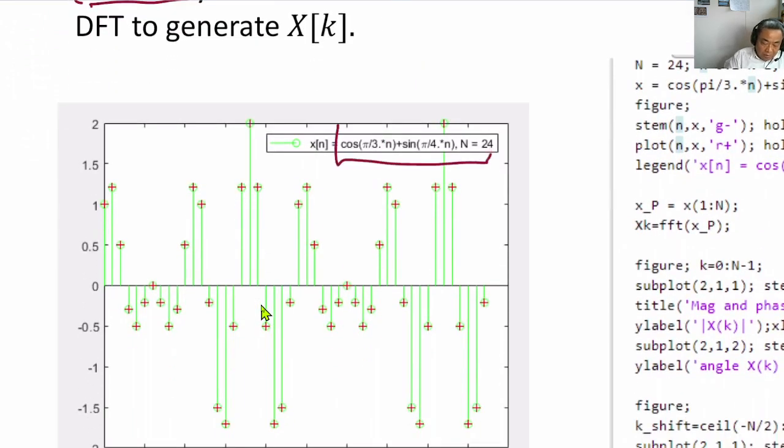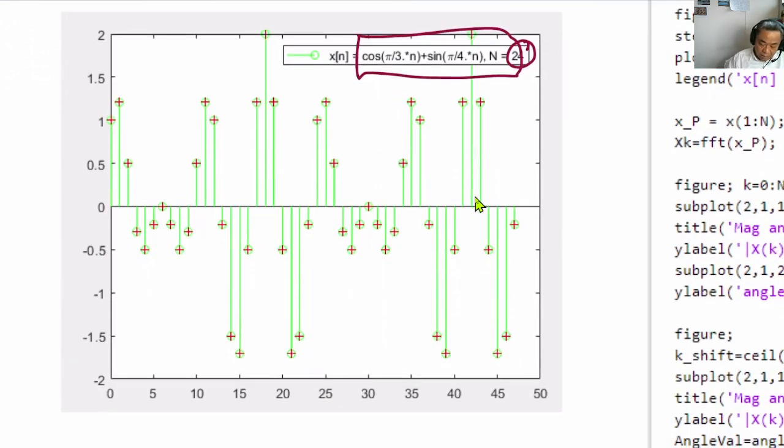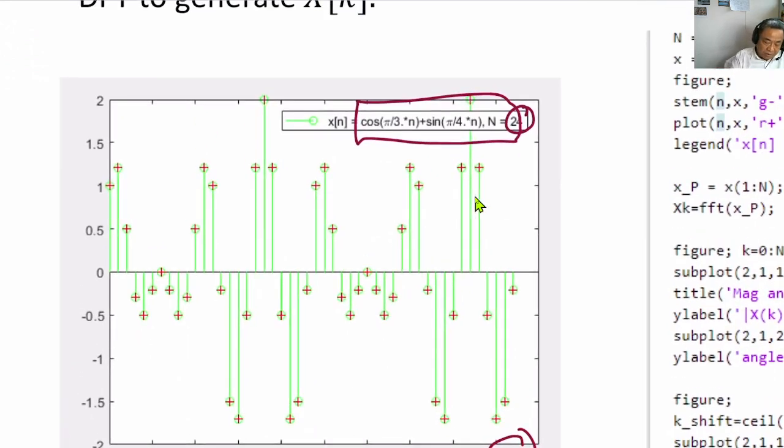This is xn. The equation that we're interested in is cosine pi over 3 n times sine pi over 4 n. Remember, we found that N is equal to 24. Over here, we have plot 2 periods of it, 48. We can see that it repeats every 24 samples over here.